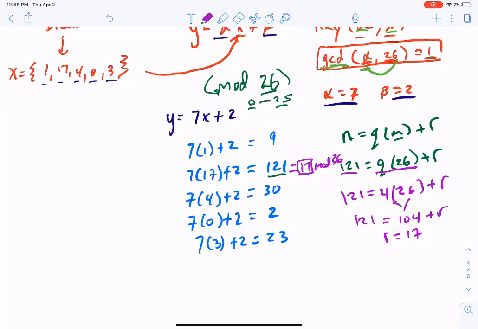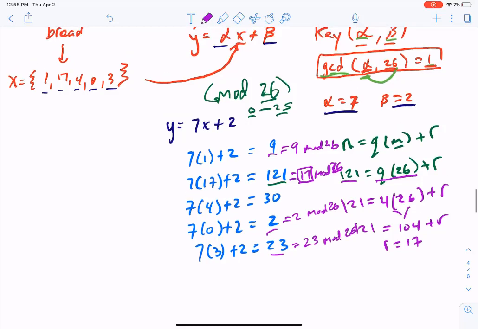Now, if I did this process with any number that's less than 26, like 9, 2, or 23, it would just be the same thing. It would be 9 mod 26. And this would be 2 mod 26. It wouldn't change. But anything over 26 would change. So this is going to be 23 mod 26, and so forth.